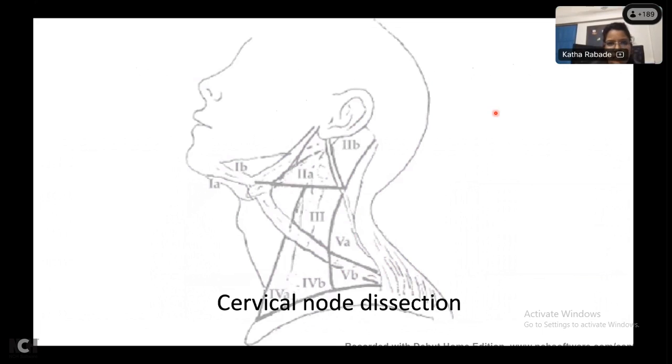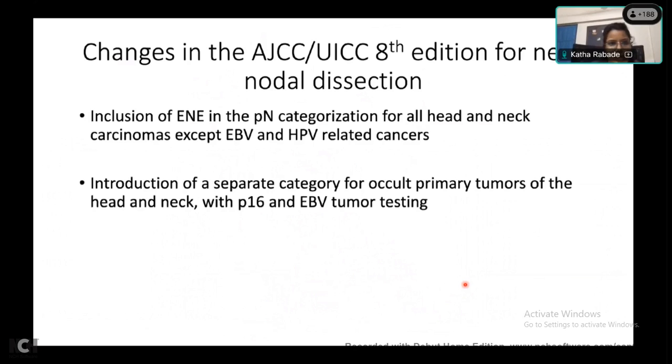So lastly, before I finish, I want to add a cervical lymph node dissection, the grossing of this in short. So there were many changes that were made in the 8th edition of cervical nodal dissection. Main ones are that there was inclusion of extranodal extension in the N categorization for all head and neck carcinomas except EBV and HPV related cancers. And there was an introduction of a separate category for occult primary tumors of head and neck with p16 and EBV tumor testing.